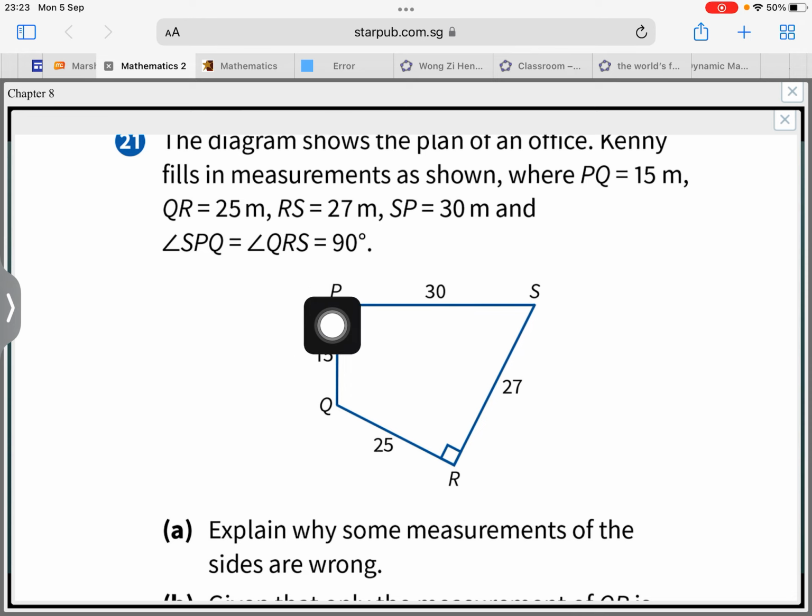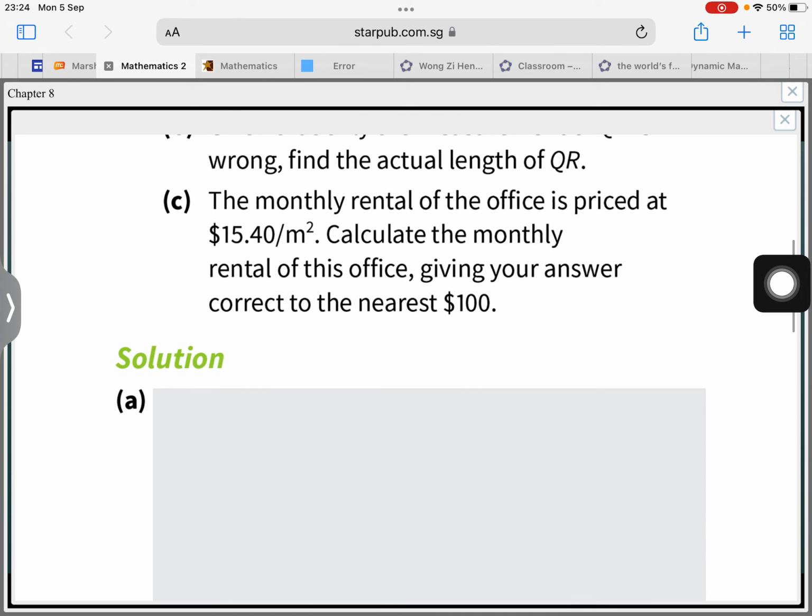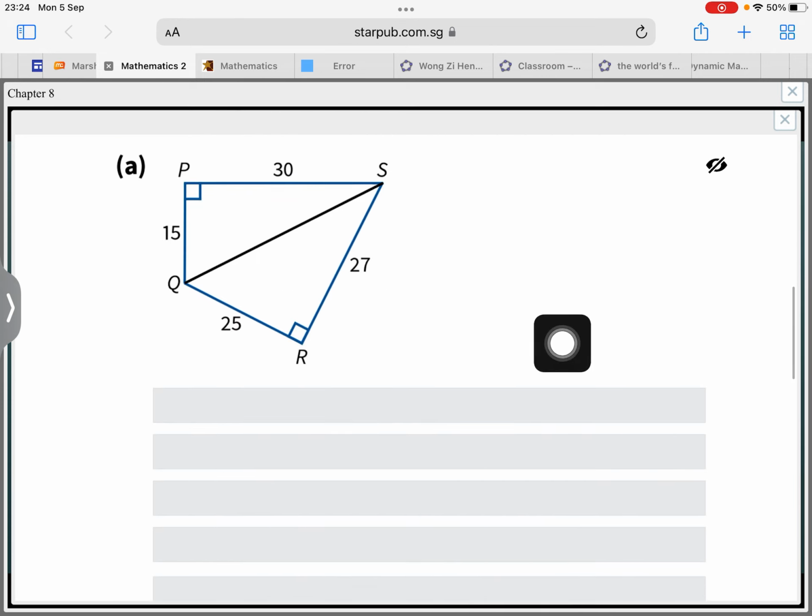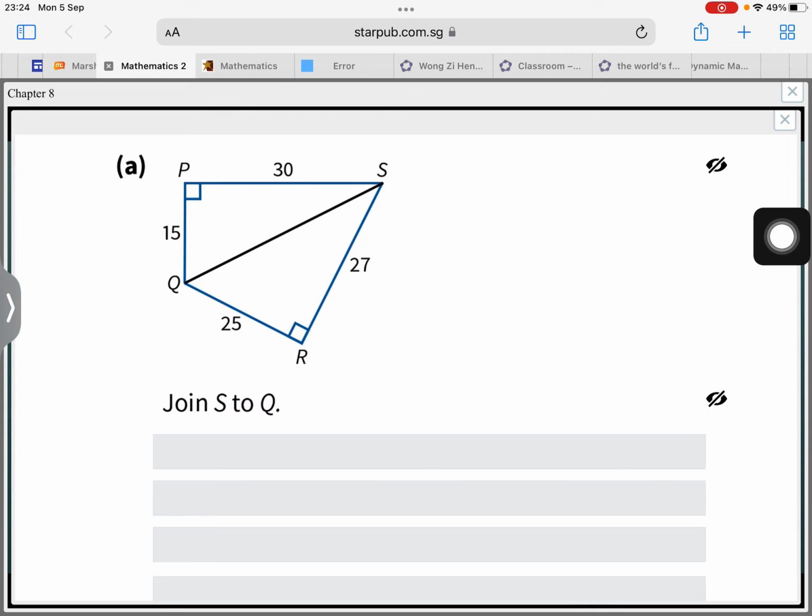So I can first use Pythagoras theorem. I know this is 15, I know this is 30. The sum of the squares of these two shorter sides will be equal to the square of the hypotenuse. Similarly, on this side, 25 square plus 27 square should be the square of QS. So that's what I'm trying to say. This square plus this square should be equal to this square plus this square, and both sides when you calculate should give you the same QS. So let's try.